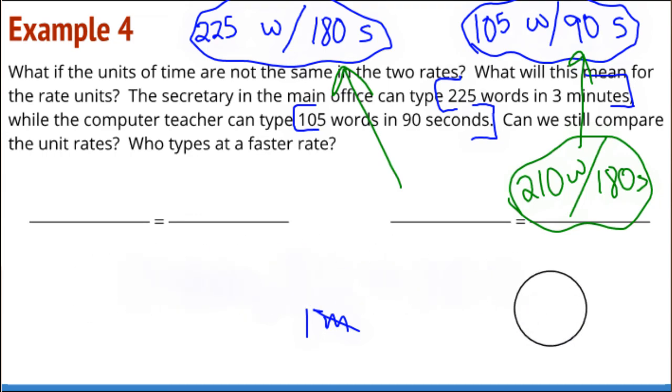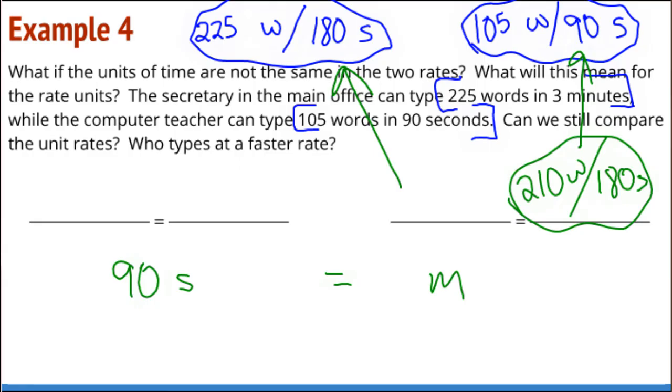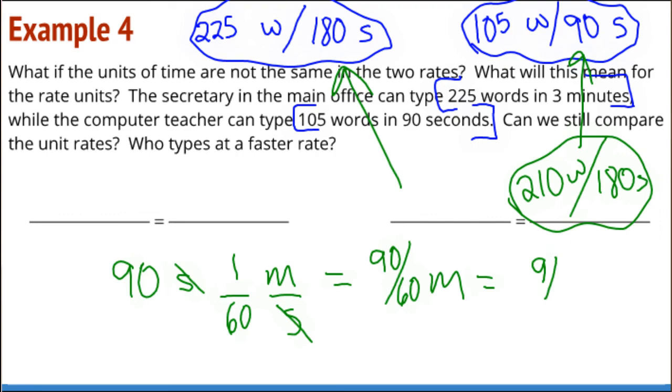I could also turn the seconds into minutes. For example, I've got 90 seconds, and I want to end up with minutes, and I want the seconds to cancel, so I need a rate of minutes per seconds, and I have 1 minute per 60 seconds. So the seconds will cancel, and I will have 90 60ths minutes, and I could simplify that down to 9/6, and I can do a little bit of division here.